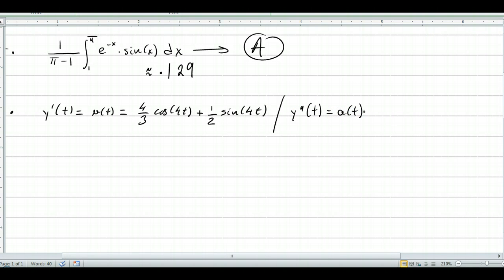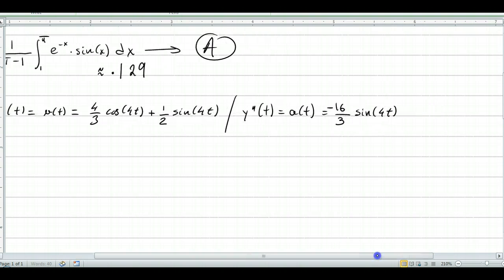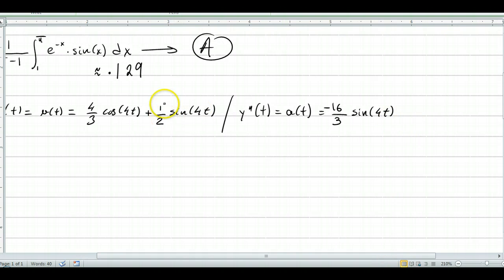Okay, so the 4 goes down, multiply the 4, it becomes 16/3, and the derivative of cosine is, oh, my negative sign right here, it's negative sine, so negative sine 4t, and then the 4/2, that's 2 plus 2 cosine 4t. All right, this is my acceleration.